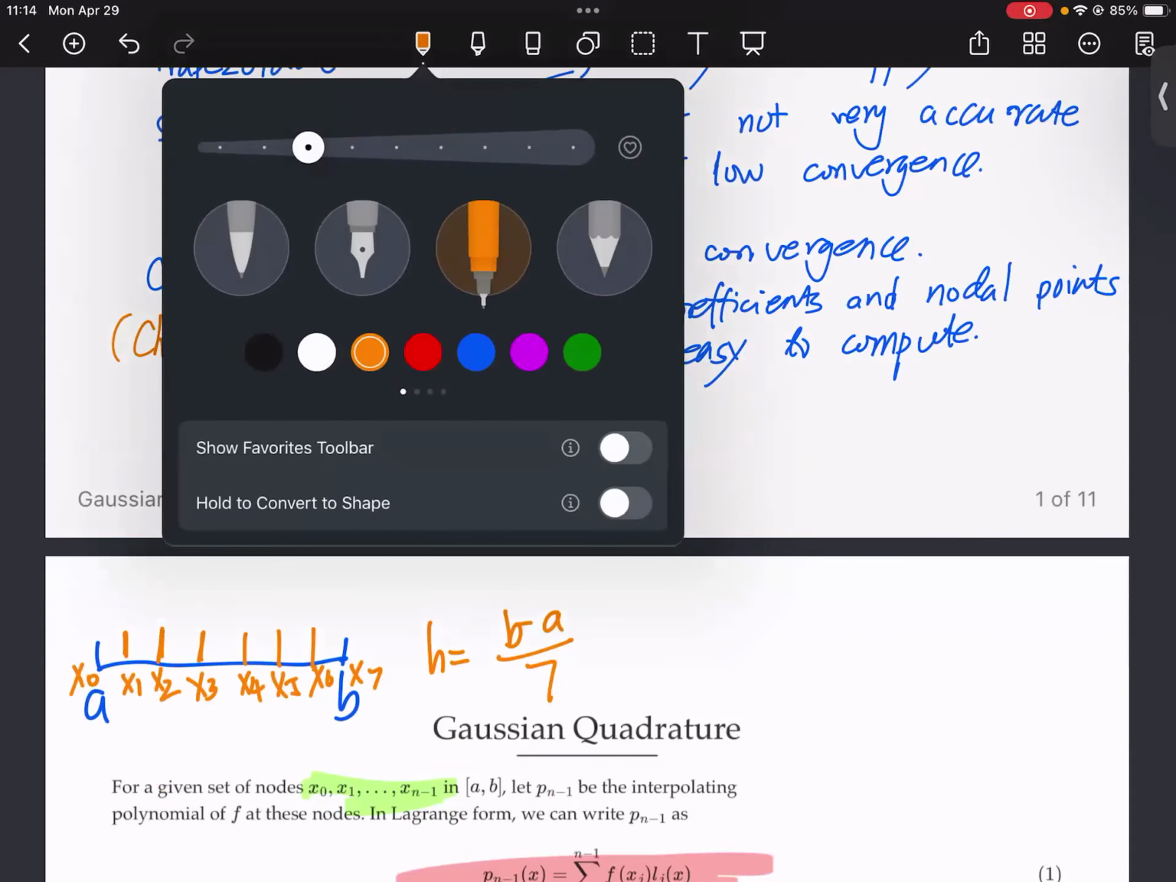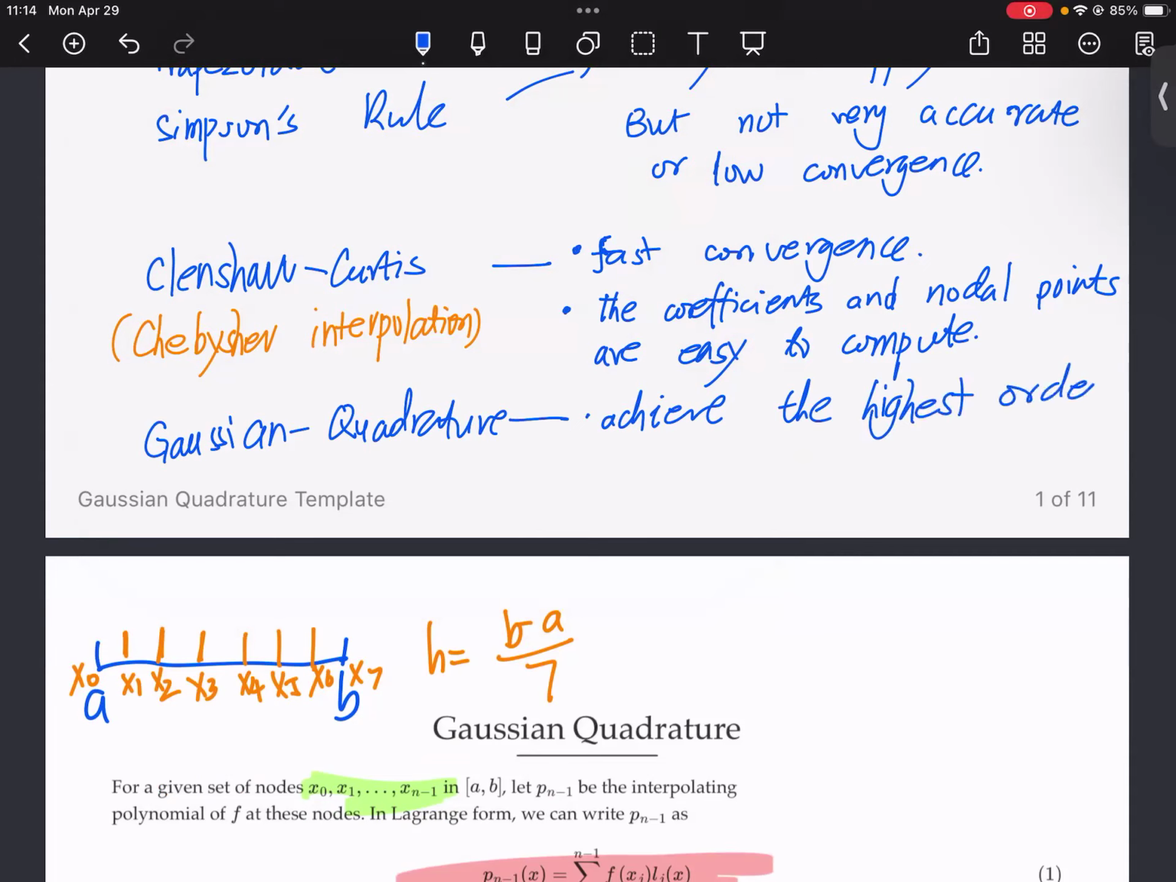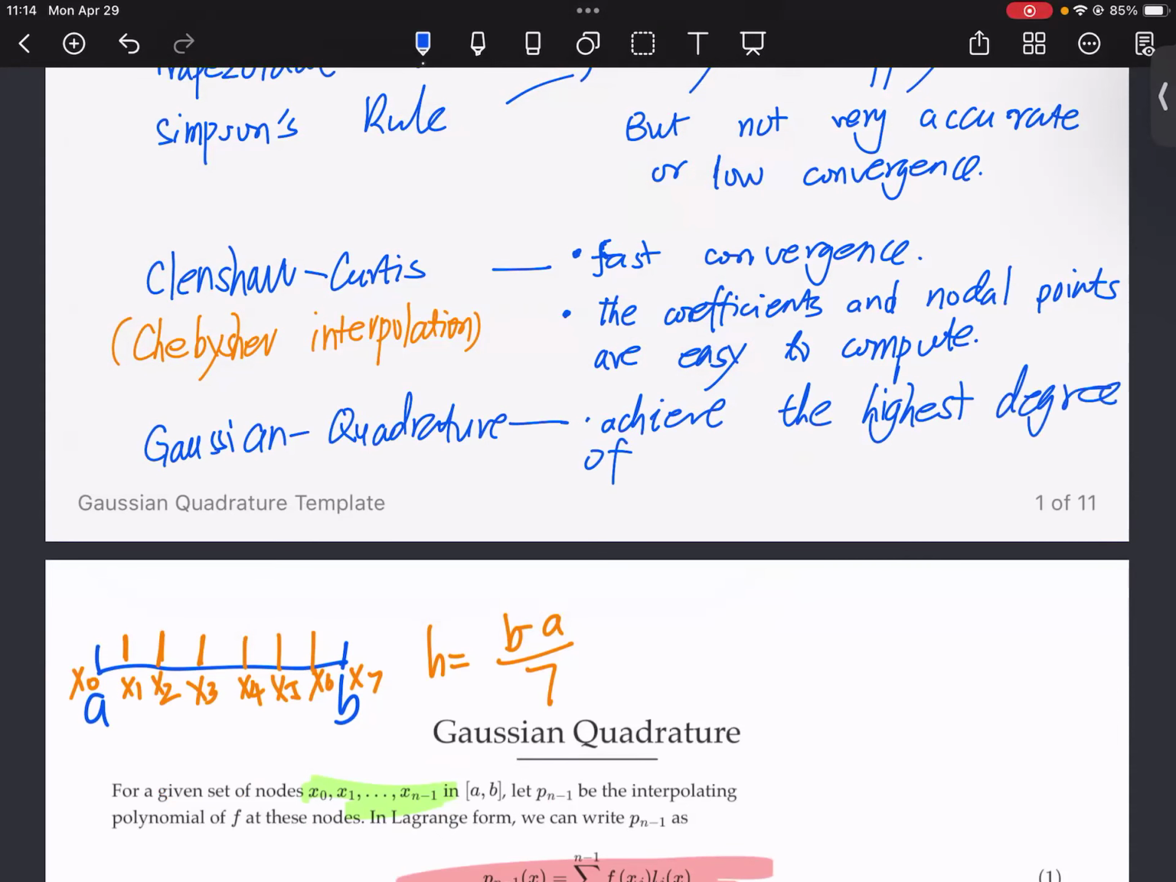So today we are going to get the Gaussian quadrature. And let's take a look at its benefit. It can achieve the highest order of accuracy, the highest degree of accuracy.